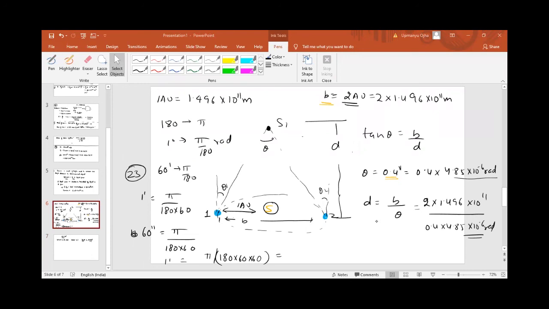Okay. I think you understood or not. Any doubt is there, you can ask me. So 23 answer is A. That is 5 parsec. Did you all understand this or not? 5 parsec. Okay. Any doubt?